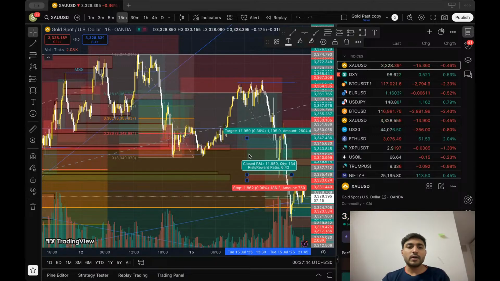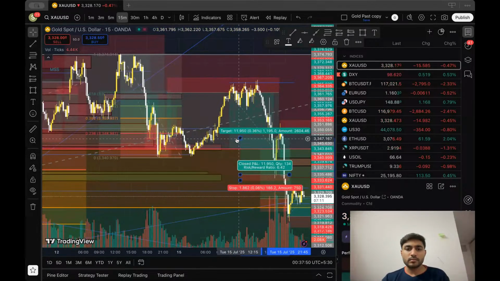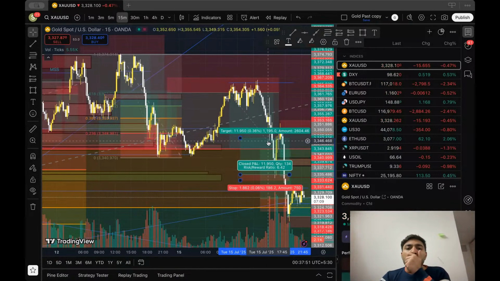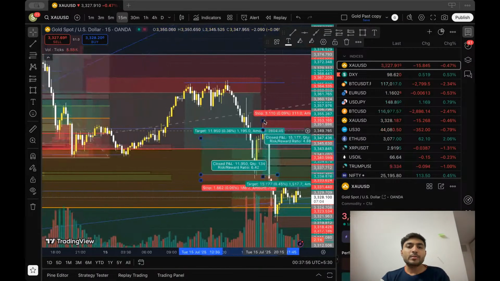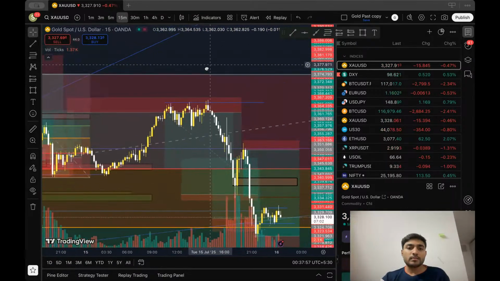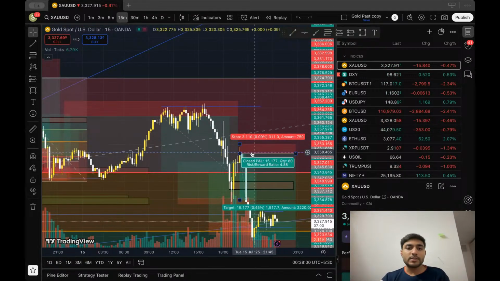So I think 110 pips, yeah, 110 pips. So we captured 110 pips from here. Until this high you could have captured more, but I was interested in the 50 level selling. Yeah, at the 50 level I sold with a 30 pips stop loss.